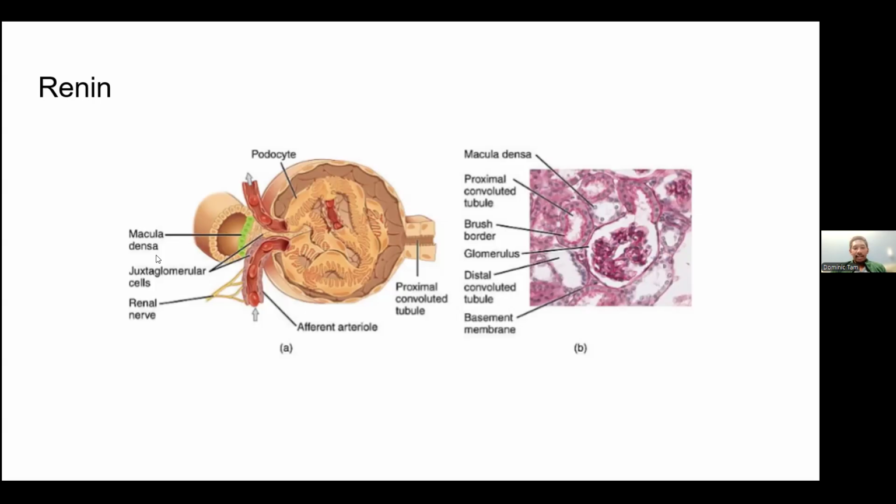Circulating renin is going to cleave angiotensinogen, which is a precursor protein produced in the liver, to form angiotensin 1.